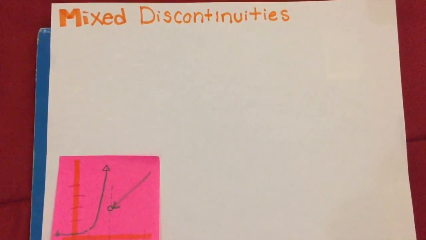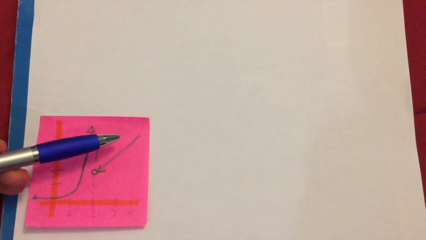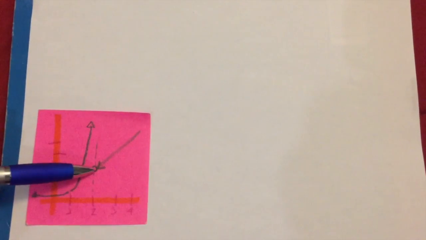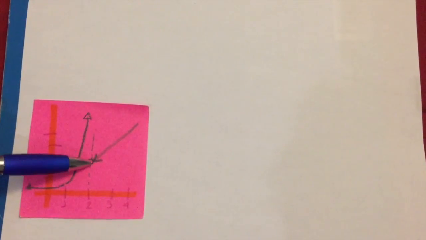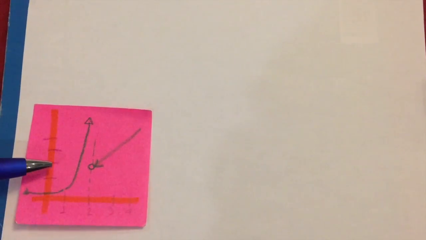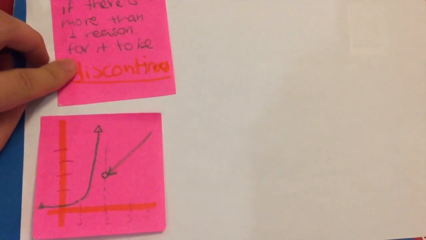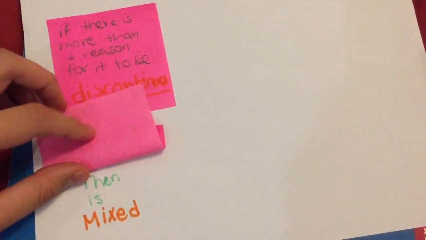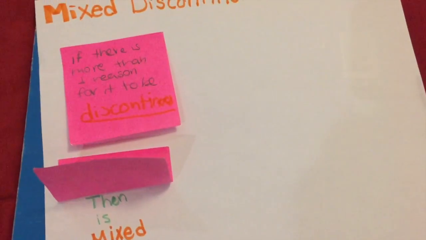In mixed discontinuities, we have, for example, this graph. And as we can see, the function has an infinite discontinuity right here on the left side, but on the right side we also have a discontinuity at number 2, which is removable. And since there's more than one reason why this discontinuity exists, we can say that it's a mixed discontinuity.